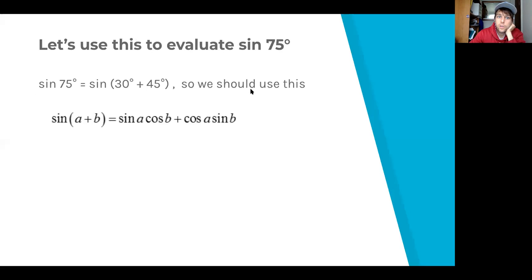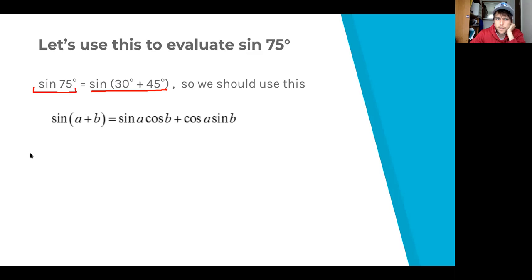All right, so let's go ahead and do problem number 4. We're going to find the exact value of sine of 75 using this particular split up, so 30 plus 45. We're going to use a sine sum formula because we're adding two angles inside of a sine function. And this is the sine formula.